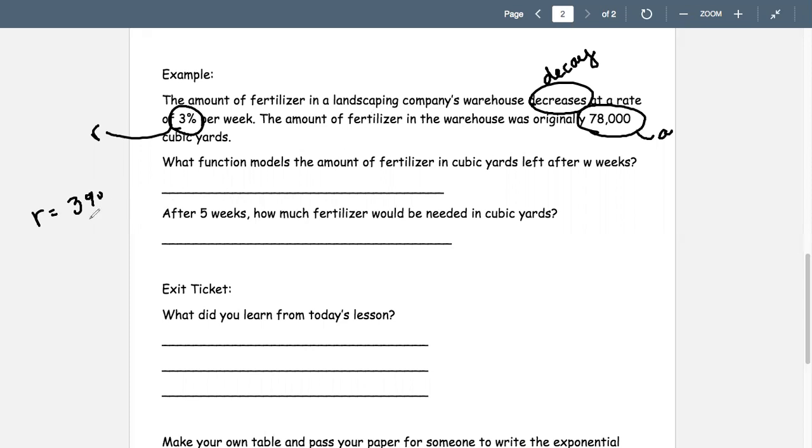Okay, so make it a decimal. So 2 places to the left. So that'll be 0.03. But since this is exponential decay, how will I find my B value? Yep, to find my B value, 1 minus the R, so 1 minus 0.03. Is that 0.97? Yep. So my B value is 0.97. And you can always check yourself, because if this is decay, then your B has to be less than 1.